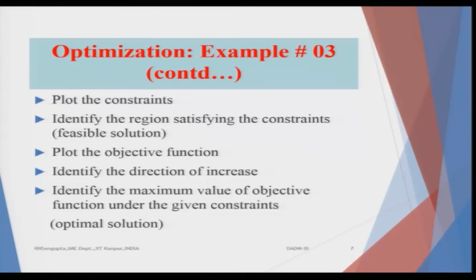So, what will we do? We will plot the constraints. There are 4 constraints, we will plot them and check how they look. We will first identify the region satisfying the constraints, because each of the constraints has to be satisfied in order to solve the problem.